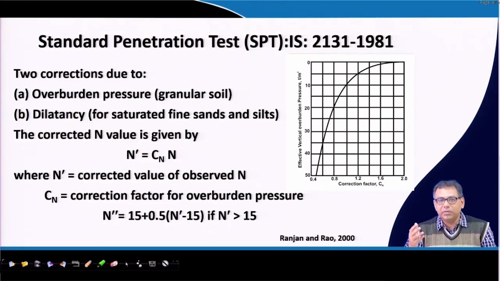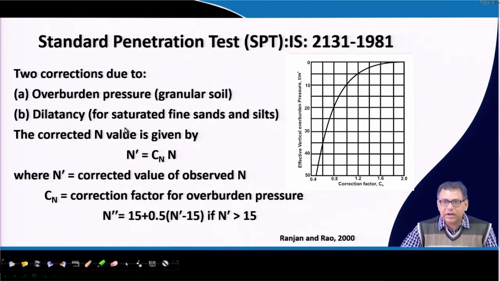So, that is why the Cn value is less than 1. And if your effective overburden pressure is less than 10 ton per meter square, then this is in the shallow depth, so your measured N value is less. So, you have to apply the correction to increase that N value. That is why the Cn value is more than 1. If effective overburden pressure is less than 10 ton per meter square, then your corrected N value is more than the measured N value. If it is more than 10 ton per meter square, then the corrected N value is less than the measured N value. Okay?